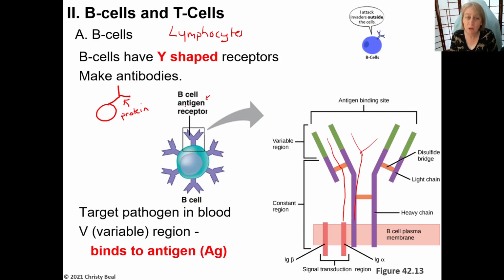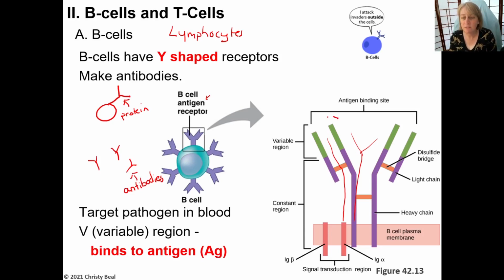It is looking for an antibody generator. When it's recognized and binds to the antigen, this B cell will make lots of these Ys and they will break off into the blood. These Ys become antibodies. B cells target the pathogens in the blood, so things that are moving from one cell to the other and moving around in your body.